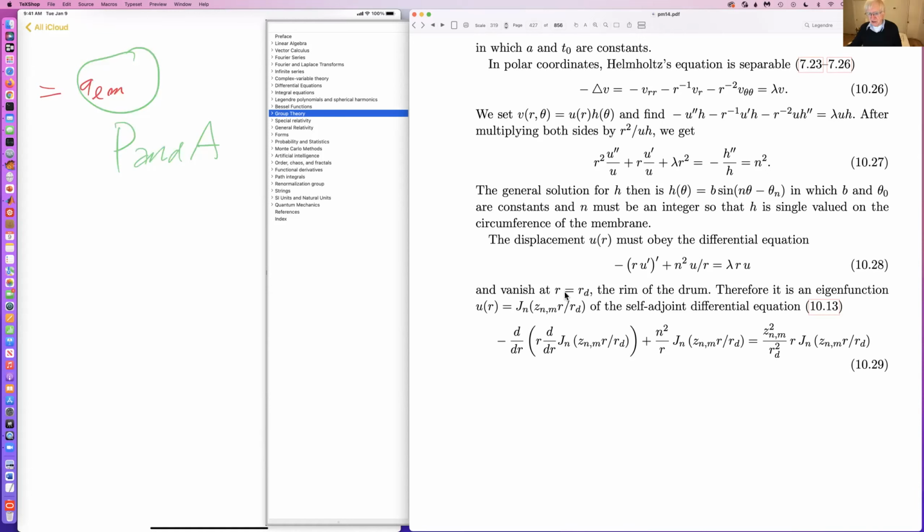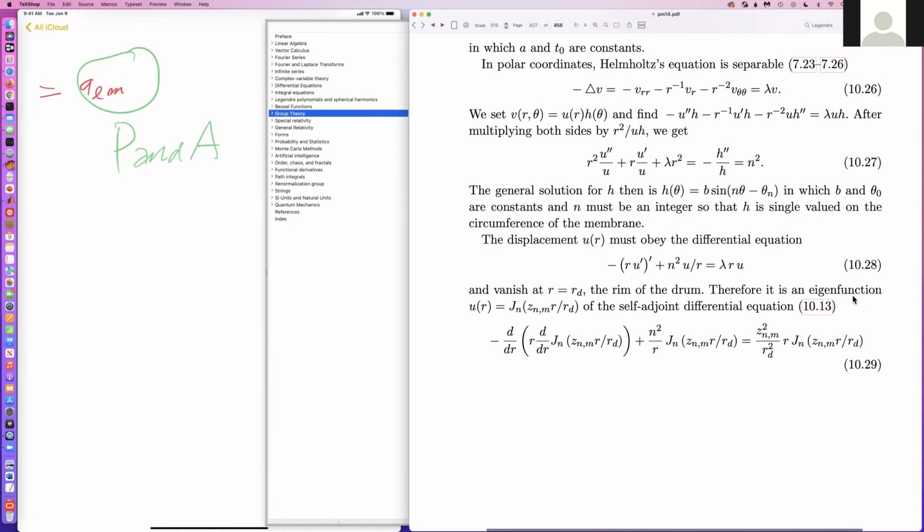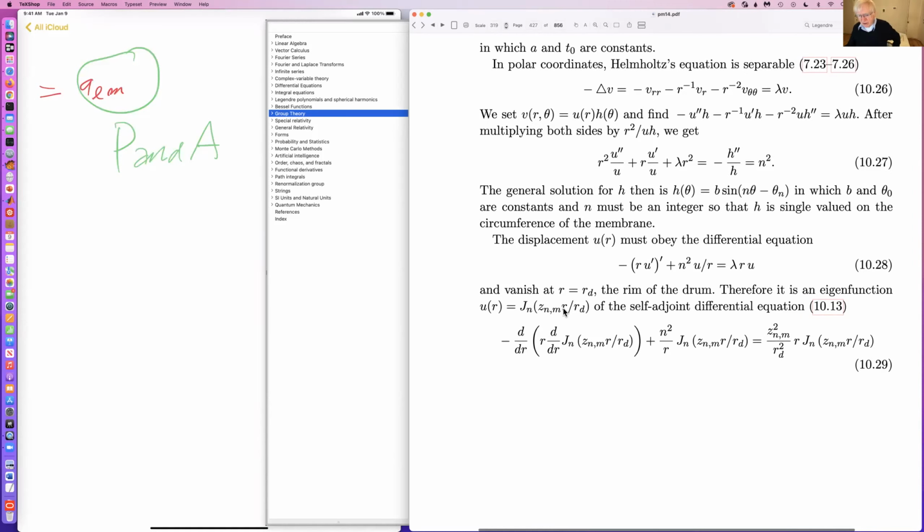These things vanish at r equal to the radius of the rim of the drum. And this is then an eigenfunction, J_n of z_nm r over R_d. So when r is equal to R_d, this cancels, and J_n of z_nm is 0. So if u is equal to this, it satisfies the boundary condition. If it's J_n, it also satisfies the differential equation.